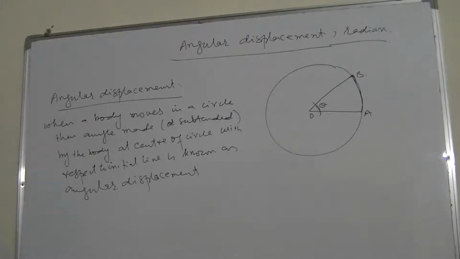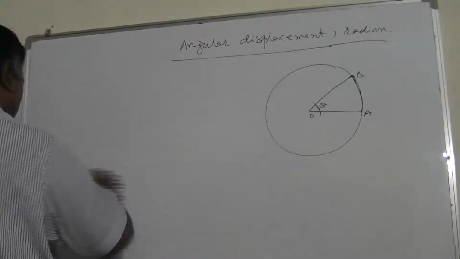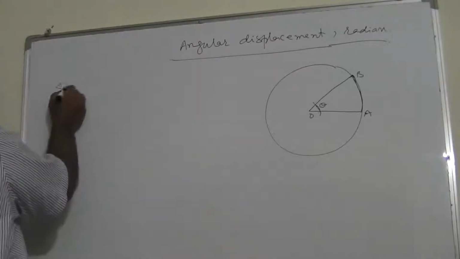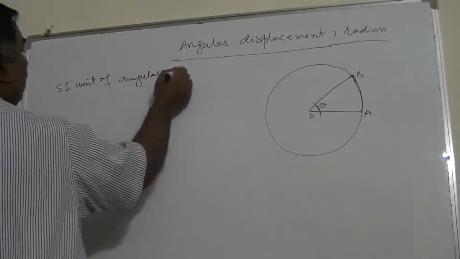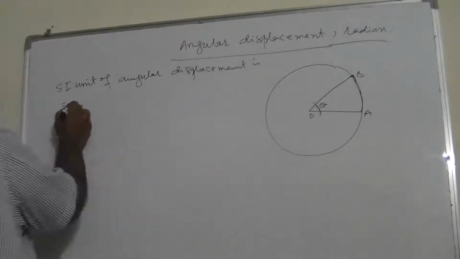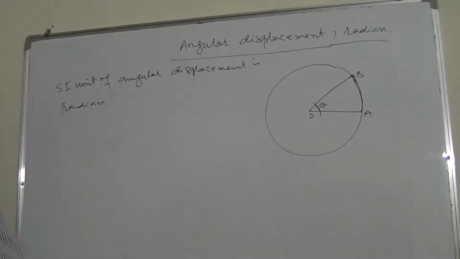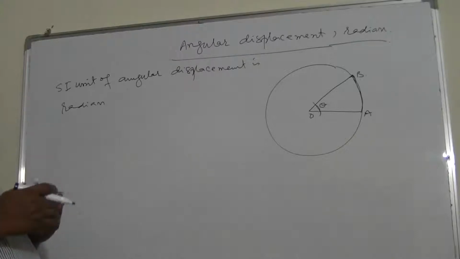Now what is the SI unit of this? SI unit of angular displacement is radian. SI unit of angular displacement is radian. Now radian is neither a base unit nor a derived unit. It's just a supplementary unit. Actually, radian is dimensionless. It's just a number to represent an angle.